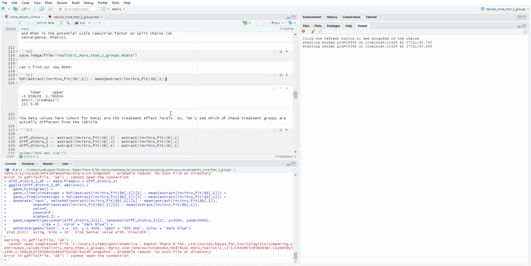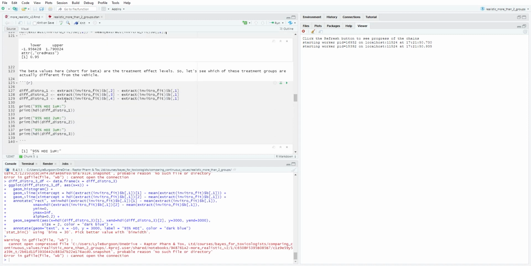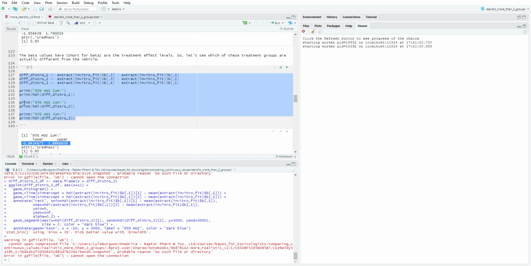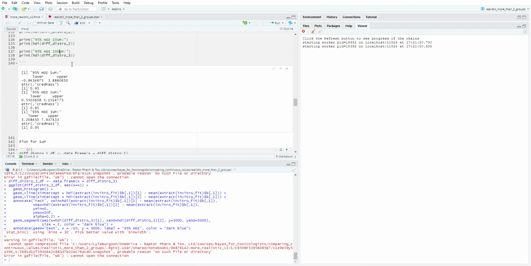So here, I'm trying to get my rope in place. You can see it's a pretty narrow rope, which is to be expected because we don't have a lot of standard deviation going on with respect to our vehicles, but we do have the vehicles across a lot of plates. And thankfully it was able to handle that situation. Here we're going to run all this, and you can see these are the different 95% highest density intervals. This one's for 1 micromolar. I need to change that. I said 2 micromolar. No, that's 10. And then 3 is 100 micromolar.